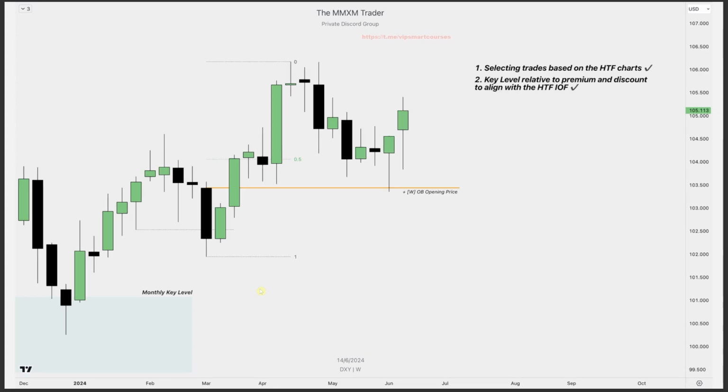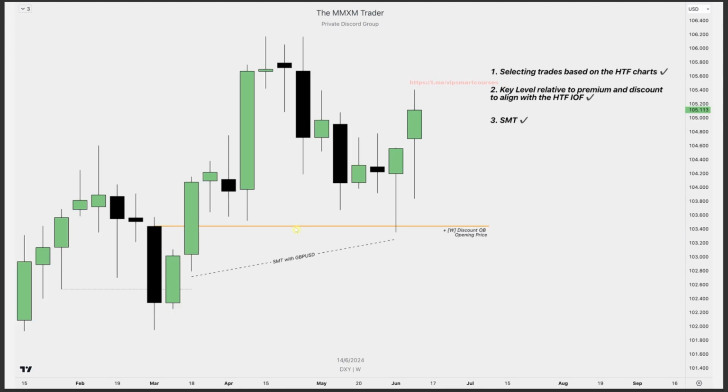Now step number two, we need a key level relative to the premium and discount. We have a weekly order block over here, and it is in discount, so we don't want to see this in premium, we want to see this in discount. It has to be relative to that premium and discount level, and it needs to be aligned with higher time frame order flow, which is bullish. So step number three, we look for that SMT. We have SMT from this low to this low. So GBP USD took out its high while DXY did not take out its low. That is the crack in correlation inside that key level.